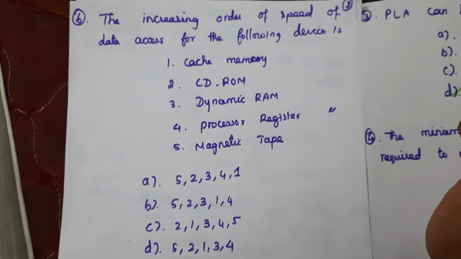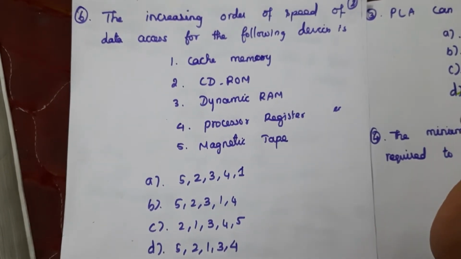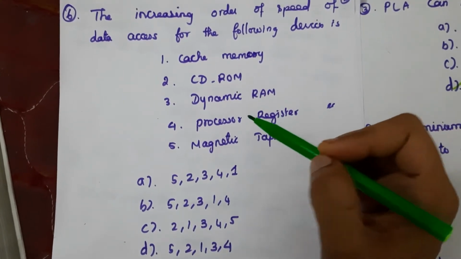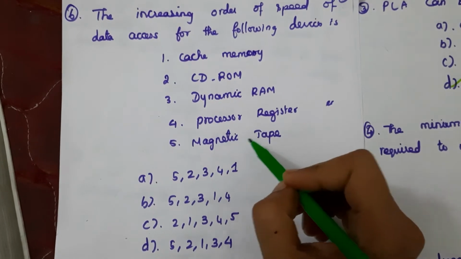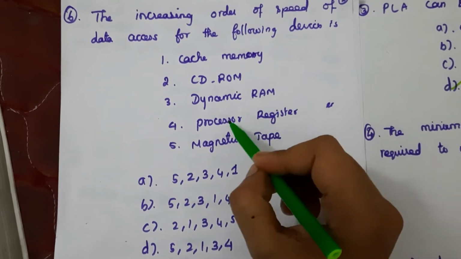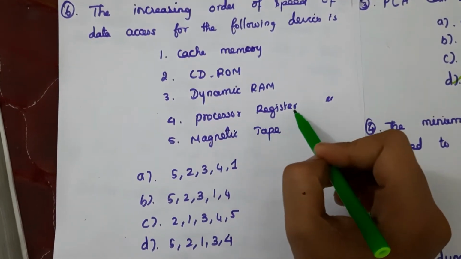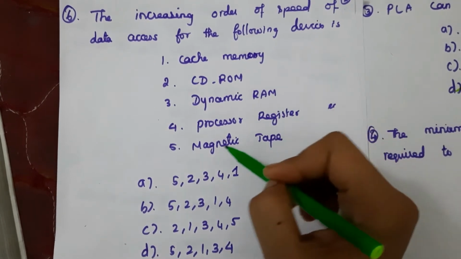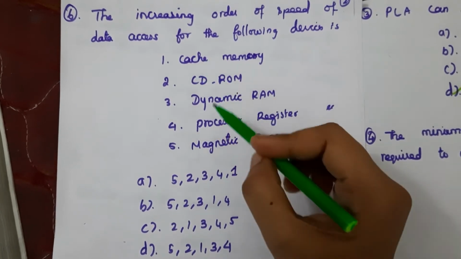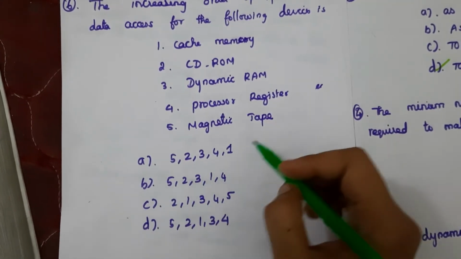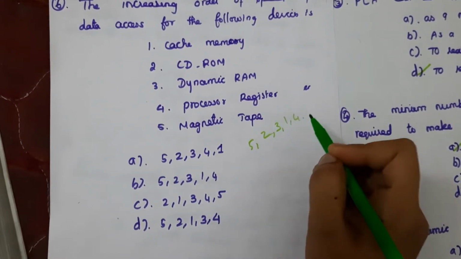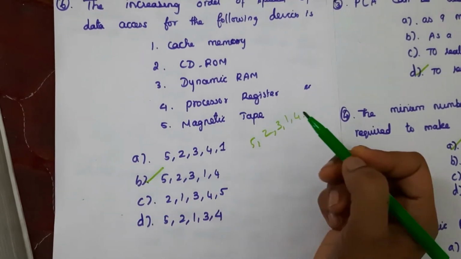Next question, the increasing order of speed of data access for the following devices. So this is increasing order, slow to fast. The first one is magnetic tape, then CD-ROM, third one is dynamic RAM, then cache memory, then processor register. This is the increasing order of speed. So 5, 2, 3, 1, 4. So here the answer is B.